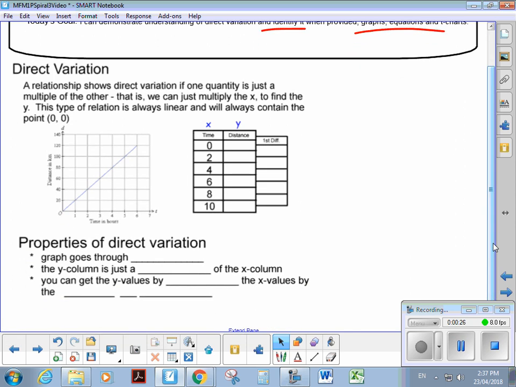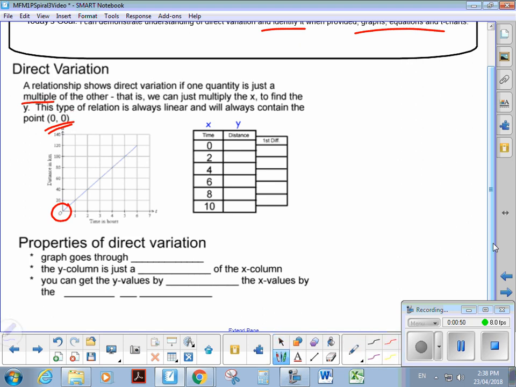Taking a look at the first page of the note here, a relationship that shows a direct variation is when one quantity is just a multiple of the other. I'll show you that in the t-chart here in 1 second. We can say we're just multiplying the x value to get the y value. This type of relation always goes through 0, 0. So 0, 0 is our origin.